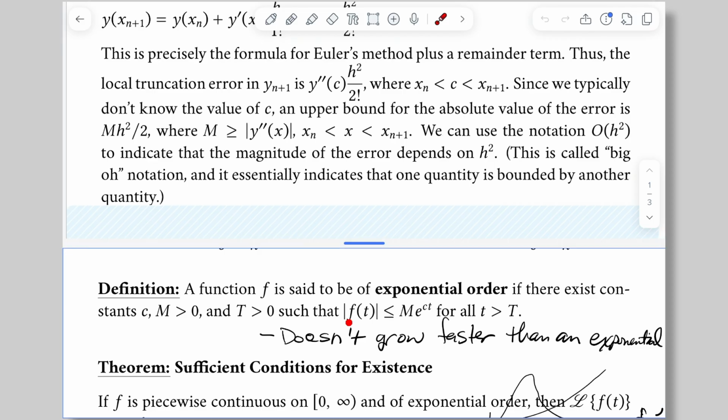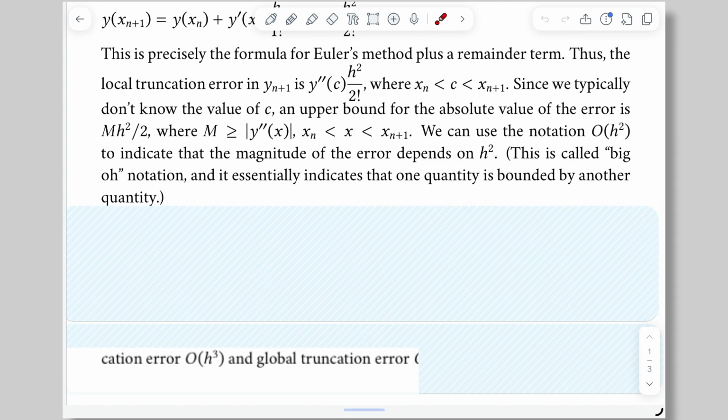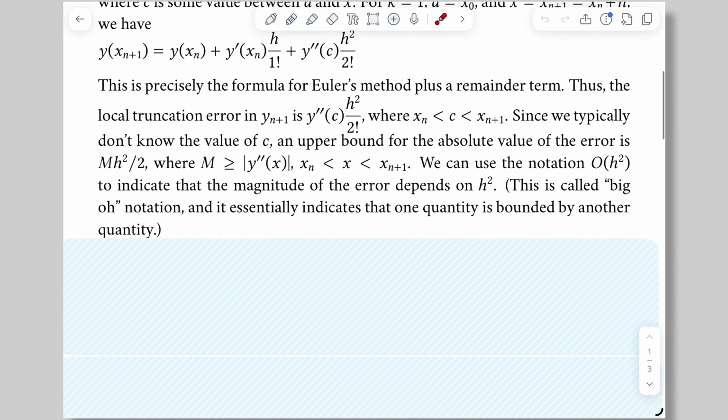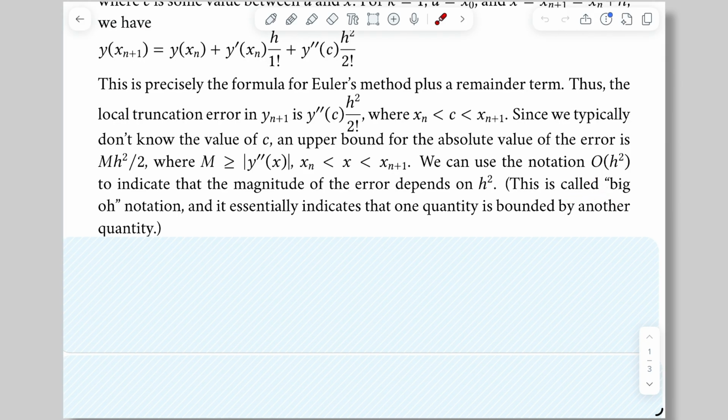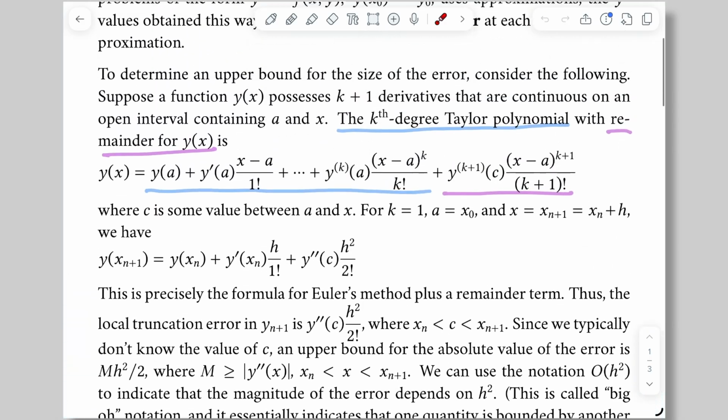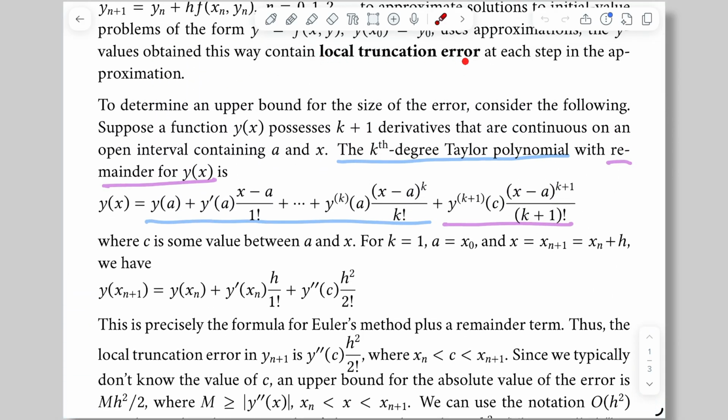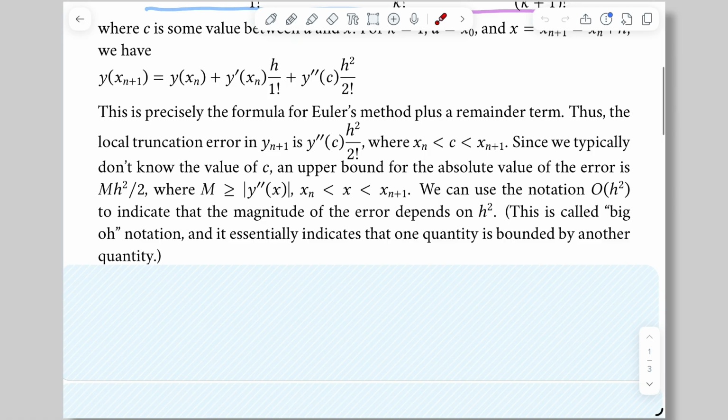We could say here, for a function of exponential order, it is big O e to the ct, saying essentially there's a bound on the size of f. Okay, we're not talking about exponential order though. What we're talking about is a bound on the error, and what I want you to take from this is that for local truncation error, an upper bound is related to h squared.